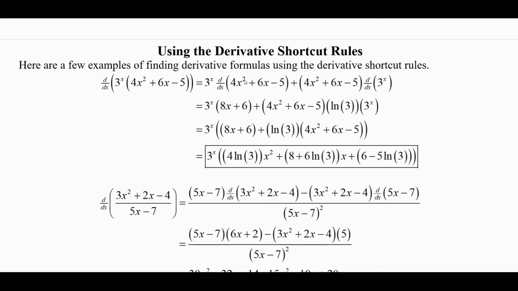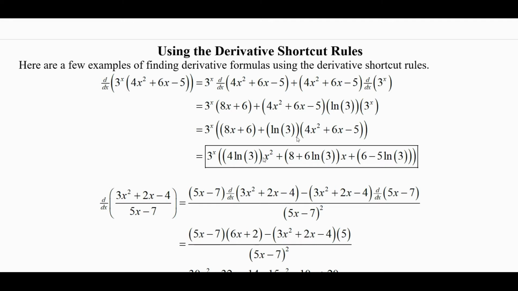You take the power, 2 times the 4 is 8. Power goes down to 1. For an x term, it's just the coefficient. The constant term derivative is 0. Derivative of an exponential function is the original function times the logarithm of the base. And there it is. I did notice that they both had a 3 to the x power, so I factored that out front. And that gave us this term, 8x plus 6, and then this term and this term.